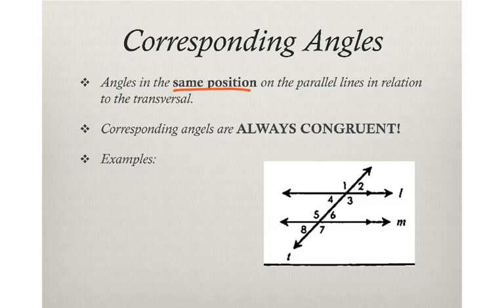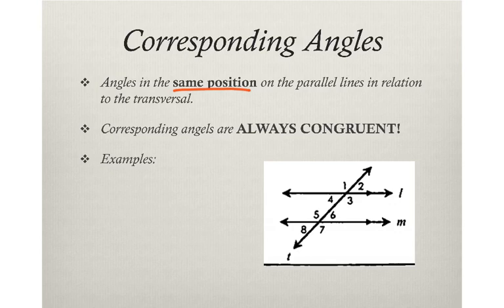So you want to think of it as if I were to pick up line L and lay it right on top of line M, what angles are going to be right on top of one another? That's what I'm saying when I'm talking about corresponding. Just so you guys are aware, corresponding angles are always congruent. So we're going to look here to write some examples. And on your notes where there's that big open bar, that's where you're going to write the examples as well.